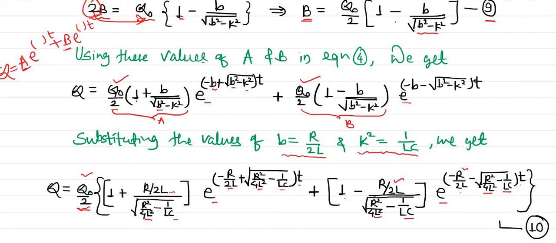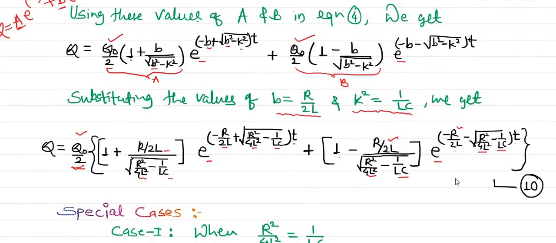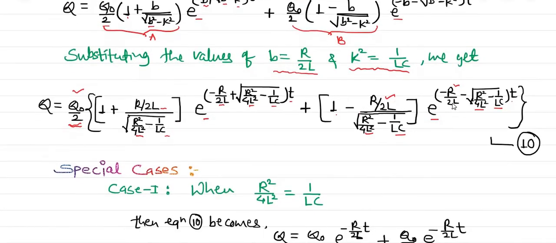These are only the original values, because Q0 is the original value, R is the resistance of that resistor, L is the inductance of the inductor, and C is the capacitance. Do you find anything else? No. T is the time instant, and e is our exponential term. So all these are the values which are related to that particular electrical circuit. Now we have to see some special cases.